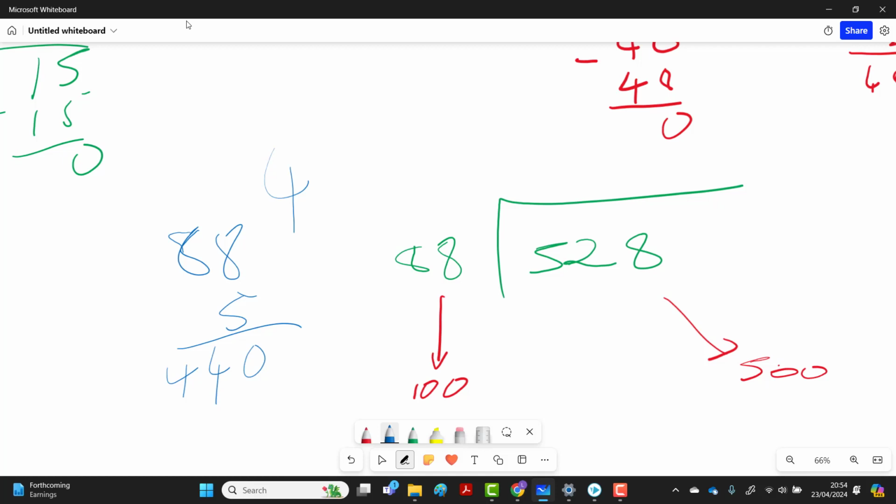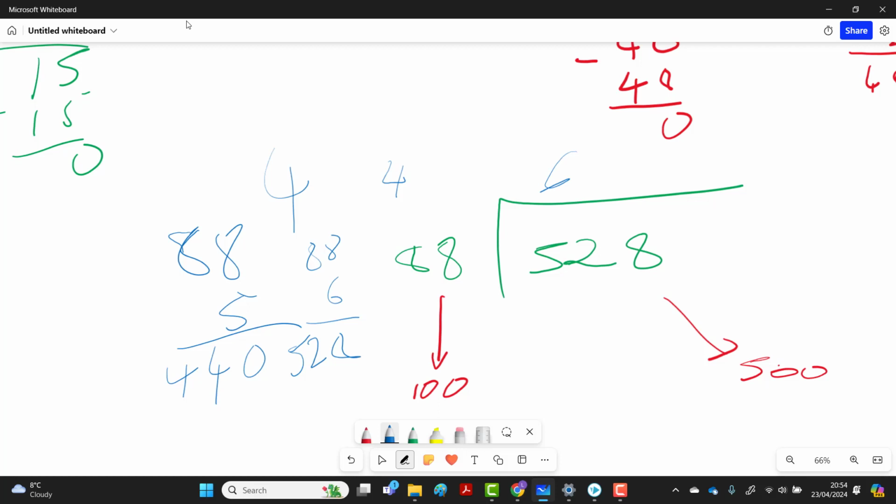If you do 88 times 6, that's probably going to be way too high. But it could be 6. Let's try that. 8 times 6 is 48. Carry the 4. 8 times 6 again is 48. 48 add 4 is 52, so 528. So it goes exactly, 528. So you can put in there 6. So 528 divided by 88, the answer is 6.